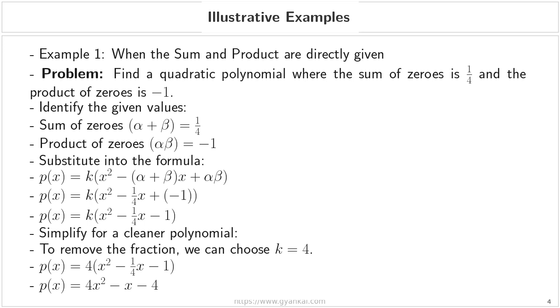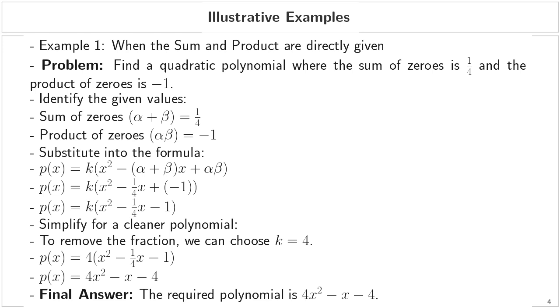When we distribute, 4 times x squared becomes 4x squared, 4 times -1/4 x becomes -x, and 4 times -1 becomes -4. Therefore, our final answer is, the required polynomial is 4x squared minus x minus 4. This is a much cleaner version of the same polynomial, and it's exactly what we're looking for.